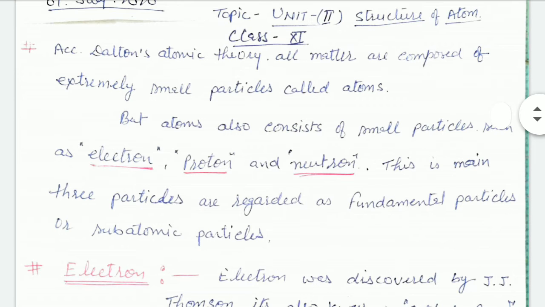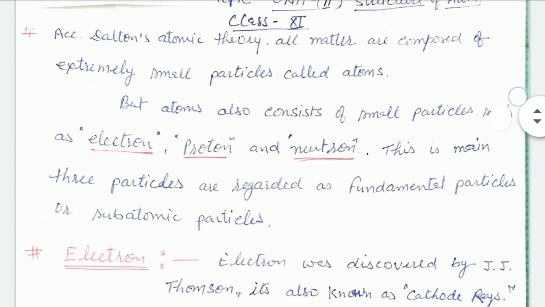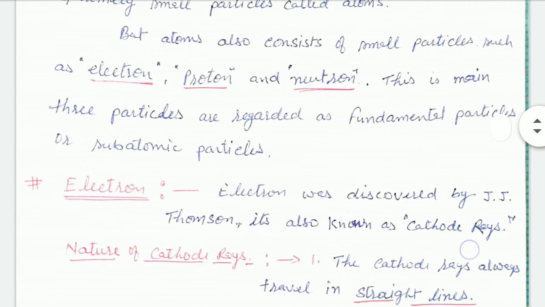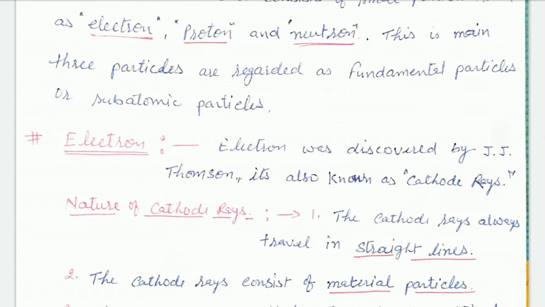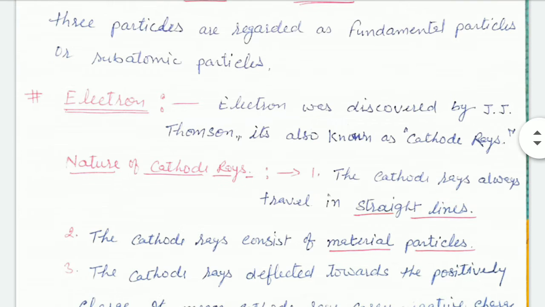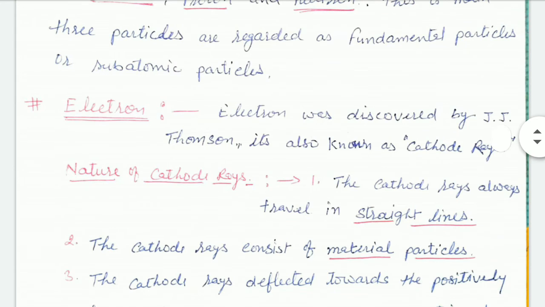But in modern atomic theory, the atom also consists of small particles such as electron, proton, and neutron. It means atoms are made up of small particles called electron, proton, and neutron. These are the main three particles of the atom. They are also known as fundamental particles or subatomic particles. Now, first of all, the first important particle of the atom is the electron.